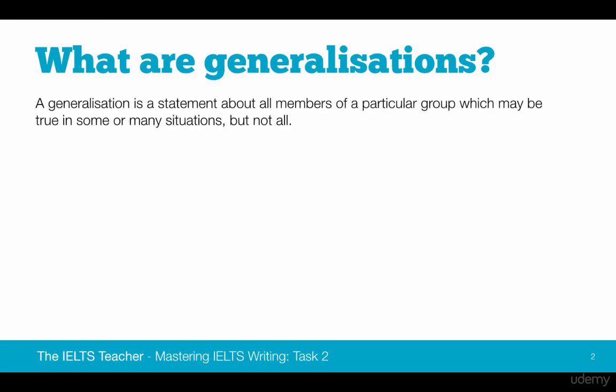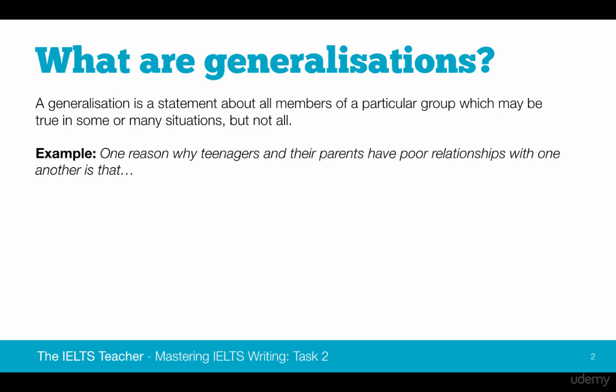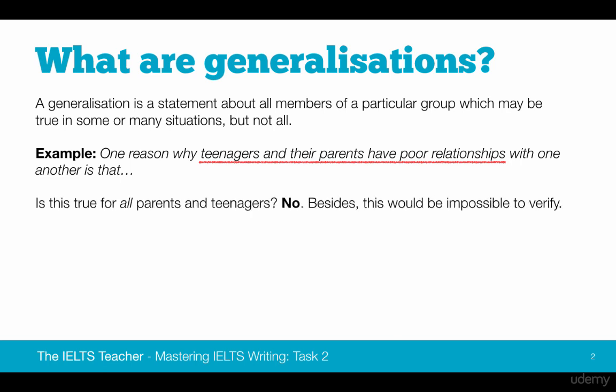A generalization is a statement about all members of a particular group, which may be true in some or many situations, but not necessarily all situations. So we could have a look at an example here. One reason why teenagers and their parents have poor relationships with one another is that. Have a look at this sentence, see if you can see what might be a little bit strange about it. Well, it's this part here. Teenagers and their parents have poor relationships. Is this true for all parents and teenagers? No, surely not. And even if it were, it would be impossible to verify. So we have to avoid writing language like this in our Task 2 essay.